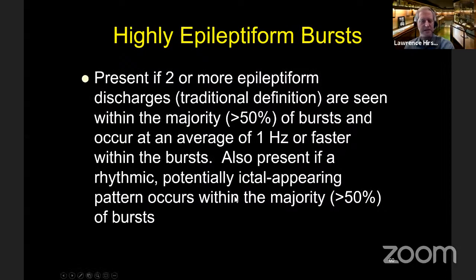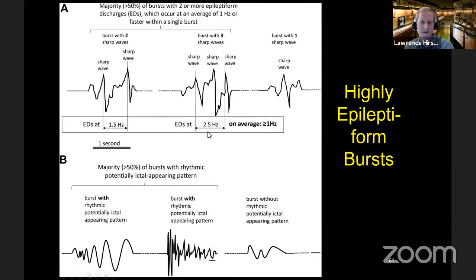Highly epileptiform burst, this did not change. This was already in the nomenclature. So for a burst within burst suppression to be highly epileptiform, you had to have 2 or more epileptiform discharges in the majority of bursts, and they had to be occurring at an average of 1 hertz or faster within the bursts. It also could be present if you have a potentially ictal appearing pattern within the burst. Often the bursts aren't long enough to really qualify as evolving, but if it looks like it's trying to evolve, or would if you had more time, or if it's a burst of polyspikes, again, those all count as highly epileptiform bursts. And here's a schematic of that from the terminology paper, showing at least 2 sharp waves in the majority of bursts. And then here are some potentially ictal appearing patterns.